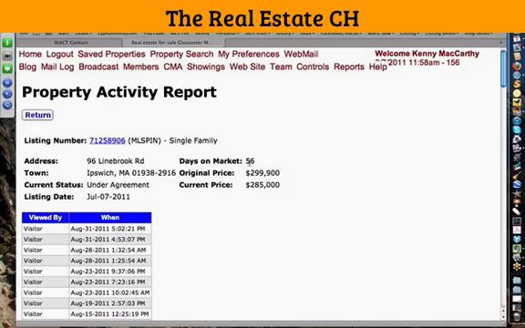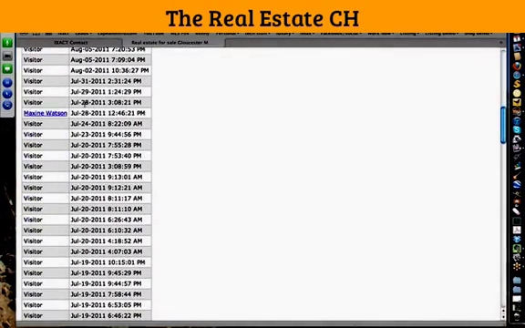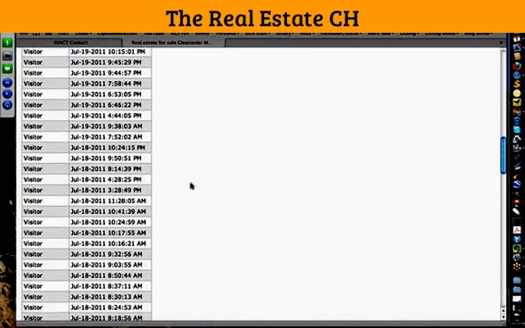Now, this has been on the market for 56 days, and if we scroll down, we can see, now Maxine Watson is a member on my site that looked at this house. These are all visitors, Mr. and Mrs. Seller, that looked at this property.